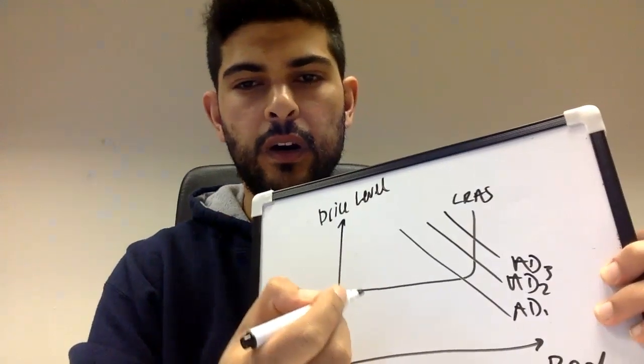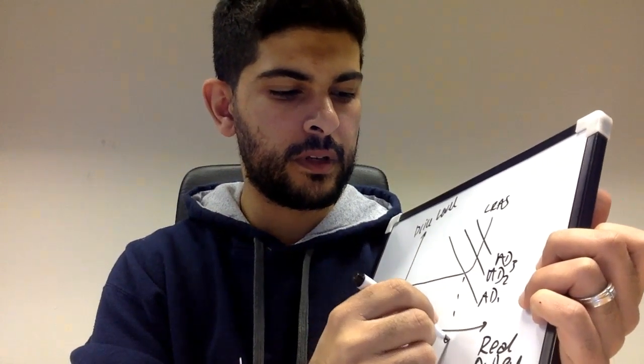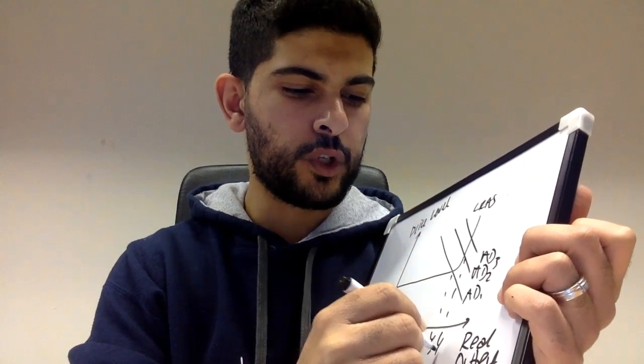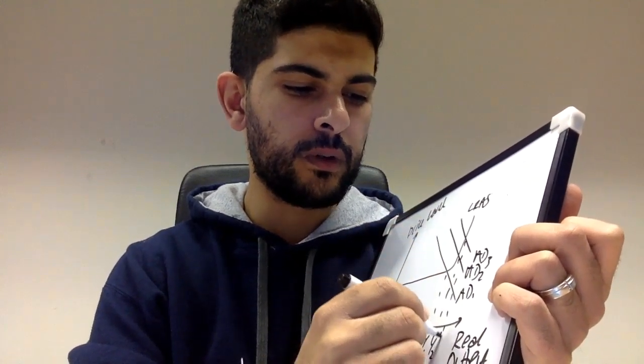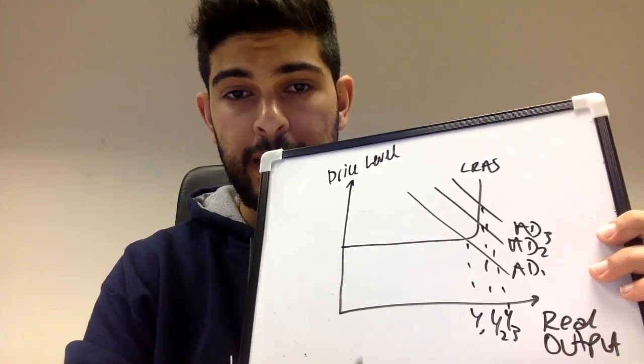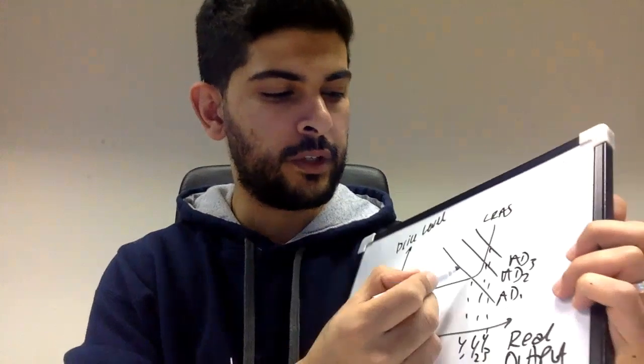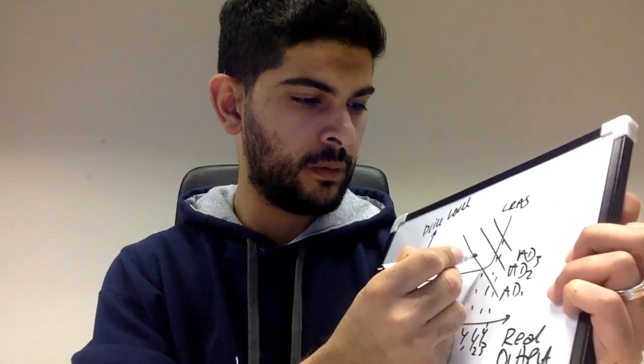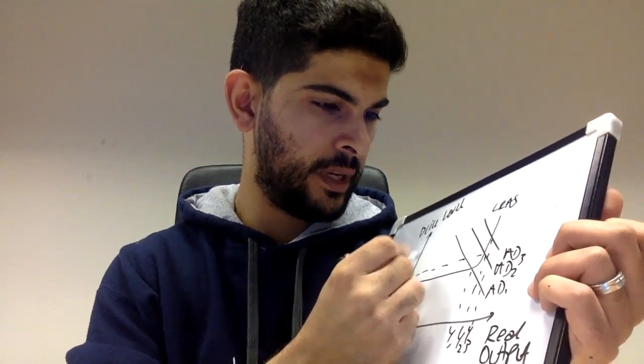Right. Obviously, you need to label your equilibriums. Y1, Y2, Y3. The most common error on the exam report is that students label this as Q. It is not. Real GDP and real output is depicted by the letter Y. And obviously, you do your prices as well. I'm just being a bit lazy. So P1, P2, P3. Okay.